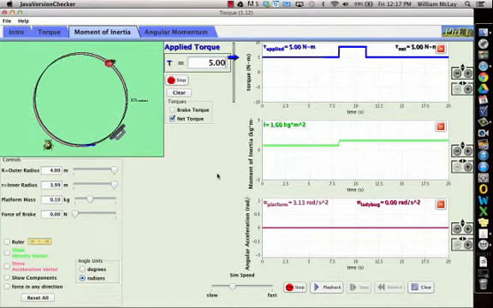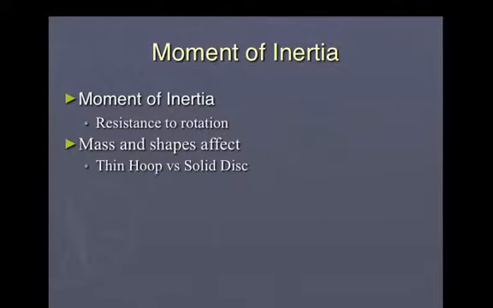So that shape has an effect. By changing it to a hoop from a disk, I actually doubled my moment of inertia. And that had the same effect as before. Once I doubled my moment of inertia, it cut my angular acceleration in half. Okay? So clearly, what affects an object's resistance to rotation, how easily or how difficult it is to rotate an object, is based on its mass and its shape or radius, or what type of object it is you're rotating.